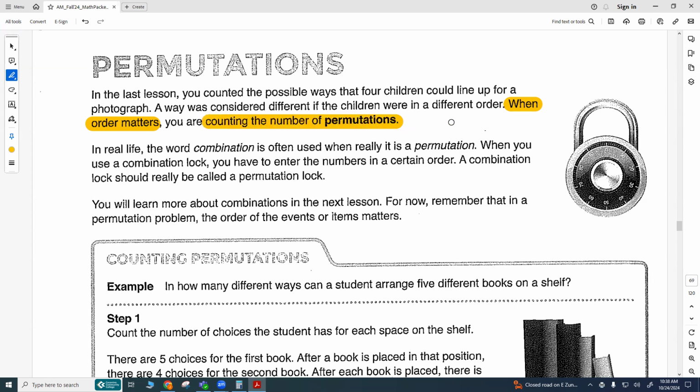And so they give us this example of a combination lock. A combination lock is actually a permutation. It's not a combination. A combination is going to be what we label a different type of problem.